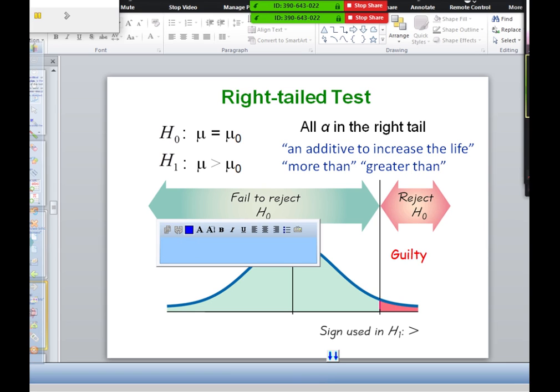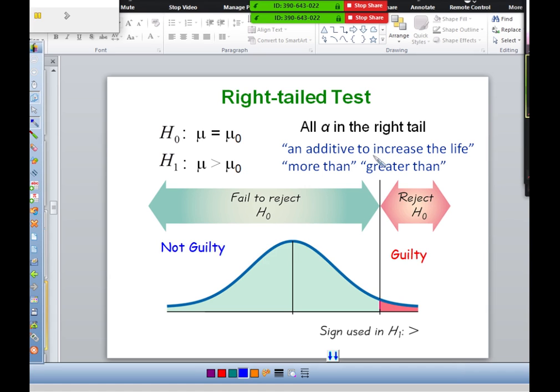Again, that's going to be words like increase, more than, greater than. These are all words that indicate to you that this is a right-tailed test when you get those in your claim. You're saying that your mean is greater than, more than everybody else's mean. So you're going to have this symbol here. H1 is that your mean is bigger than everybody else's mean, the standard regular mean.